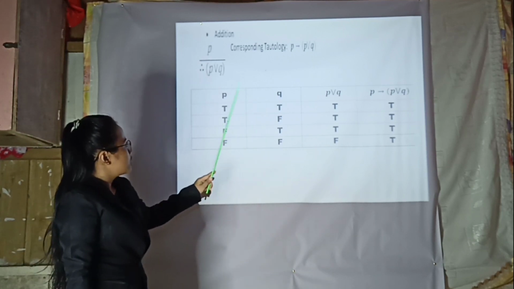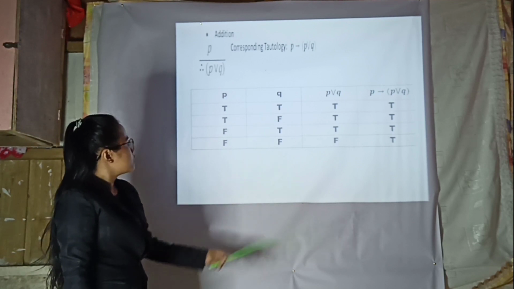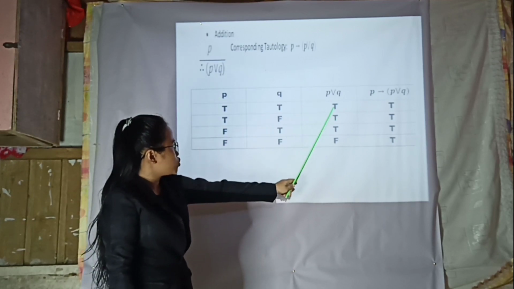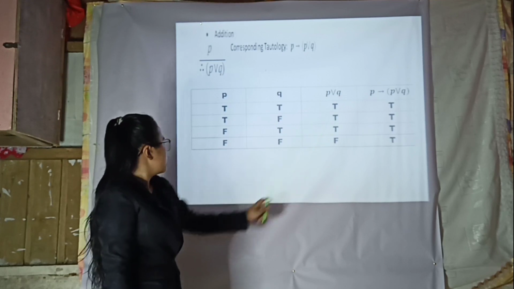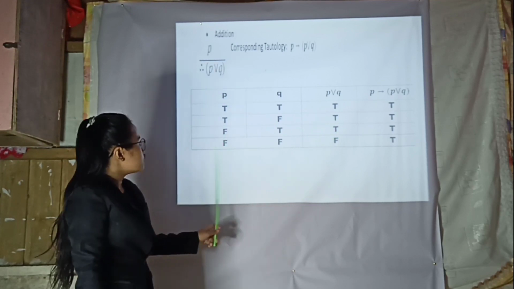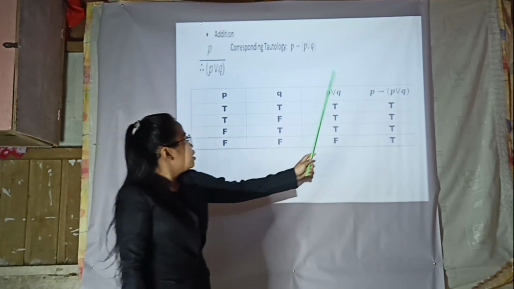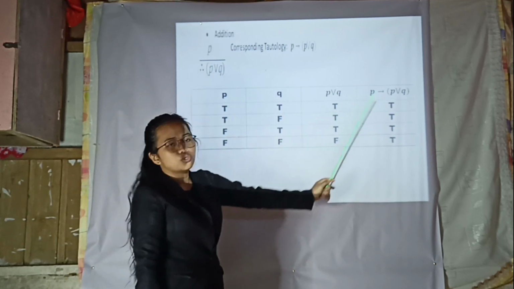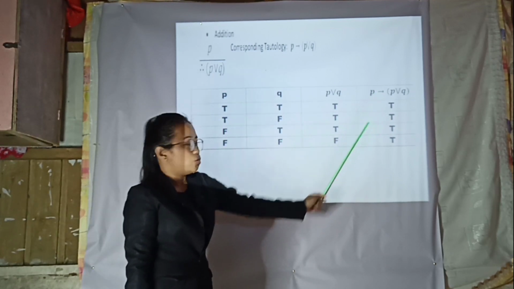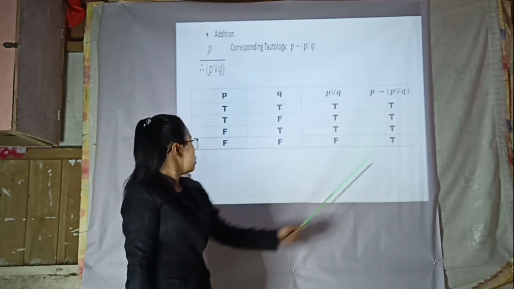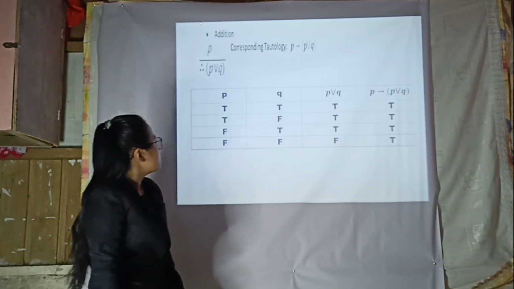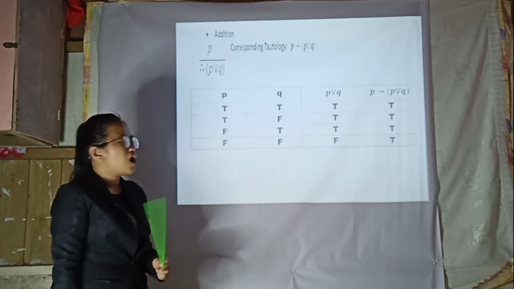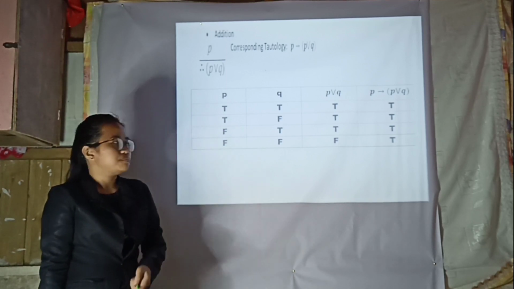So Q is true, false, true, false. P or Q: true, true, true, false. Then P implies P or Q: true, true, true, true. This truth table represents the first rule of inference, which is the addition.